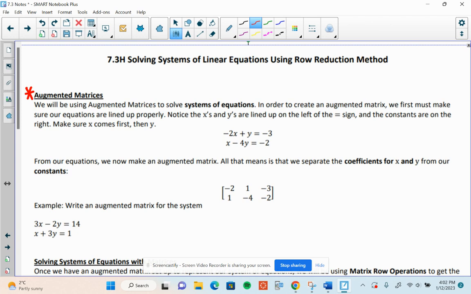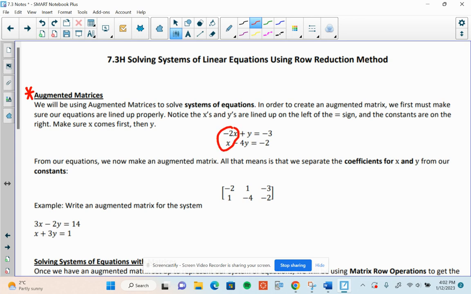In order to create an augmented matrix, we need to make sure our equations are lined up properly. So I want you to look at this system of equations. System means we have more than one. In this case, we have two equations, two variables. We call this a 2x2 system. Two equations, two variables. So what I have is I have the x's lined up.